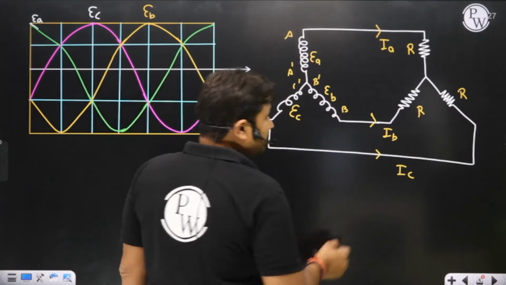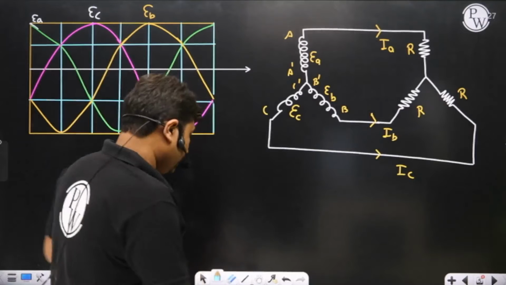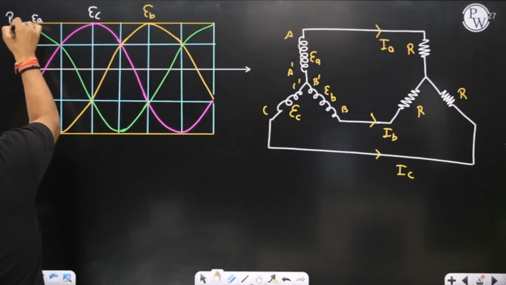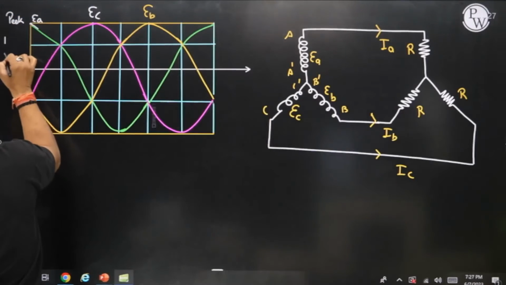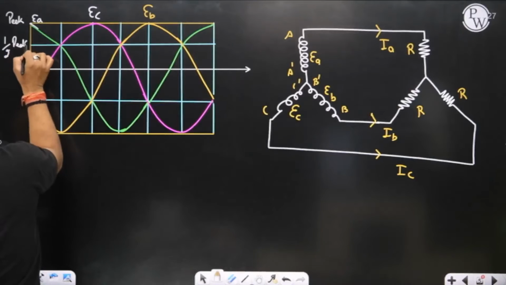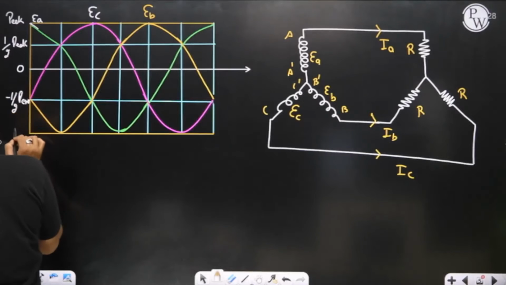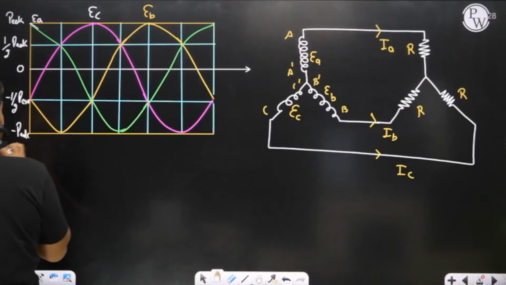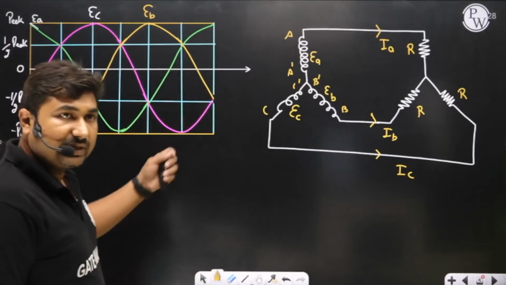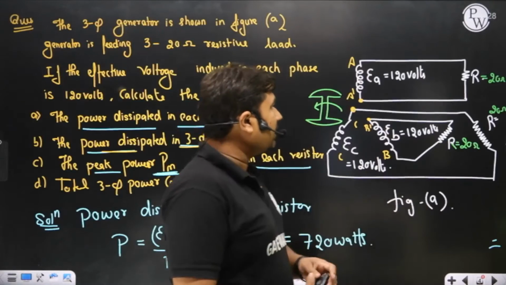So these voltages are peak voltages, then half of the peak, 0, minus half of the peak, and minus peak. These peak voltages divided by resistance are going to create a peak current. Since it's a pure resistance, it can be analyzed here.